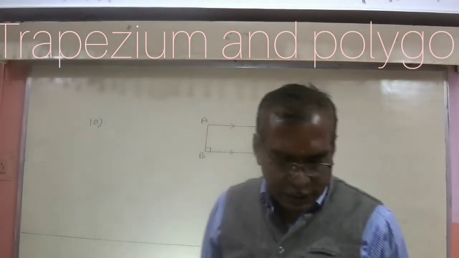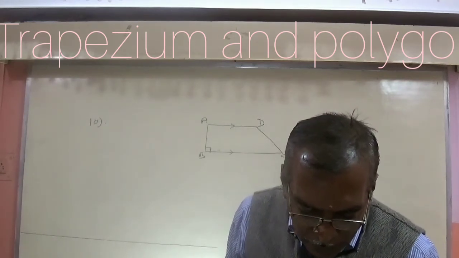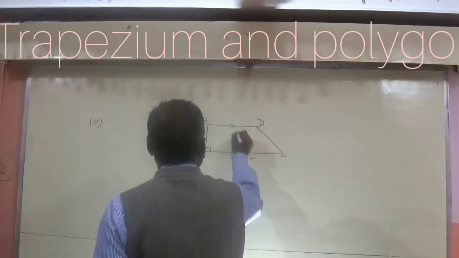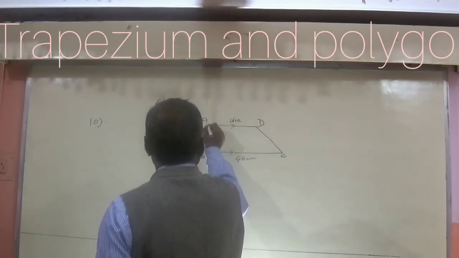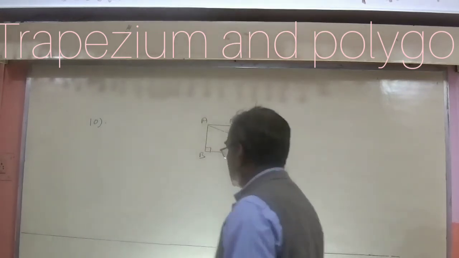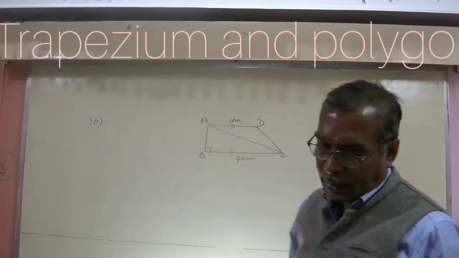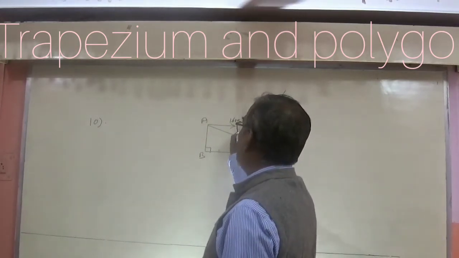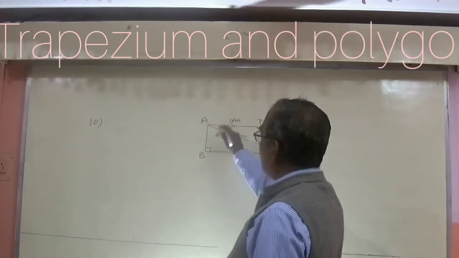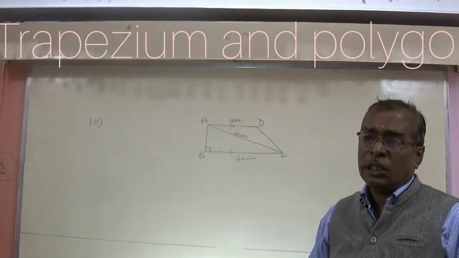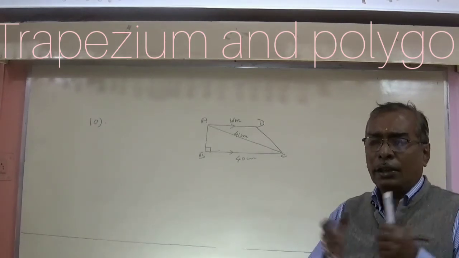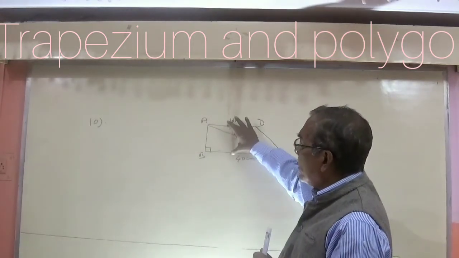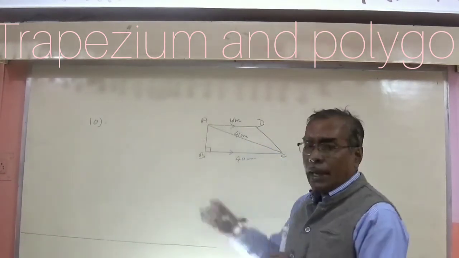They have also given the lengths of the parallel sides as 40 centimeter, the longer one, and the shorter one is 16 centimeter. And the diagonal has been joined, and the length of the diagonal is given as 41 centimeter. You have to find the area of the trapezium. Obviously, you should not consider that 41 is the height of the trapezium. Height means the perpendicular distance between the parallel sides. Here, this perpendicular distance between the two parallel sides is nothing but AB itself.